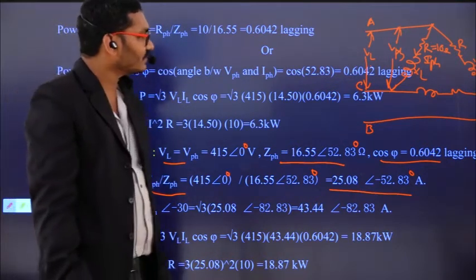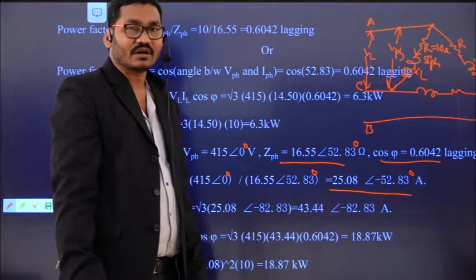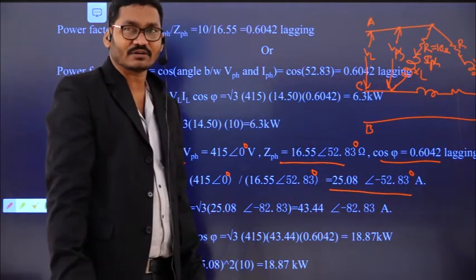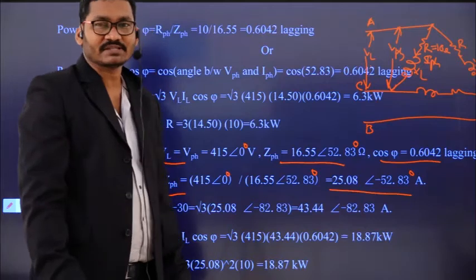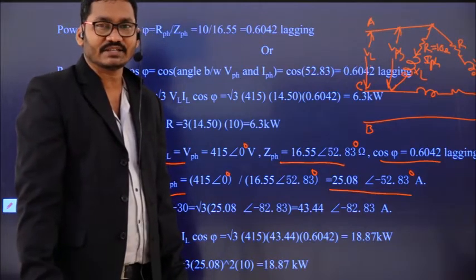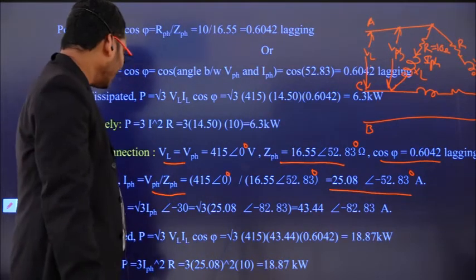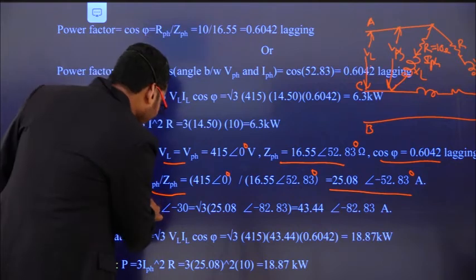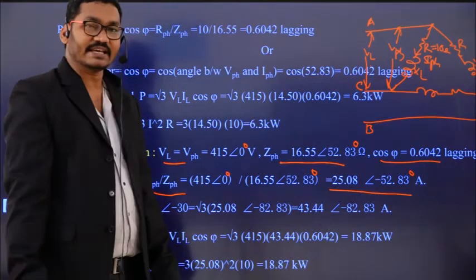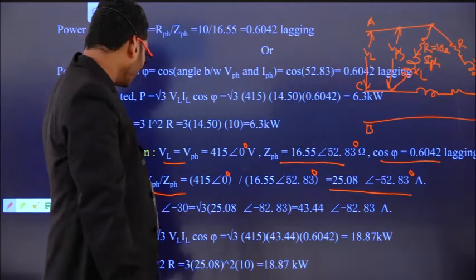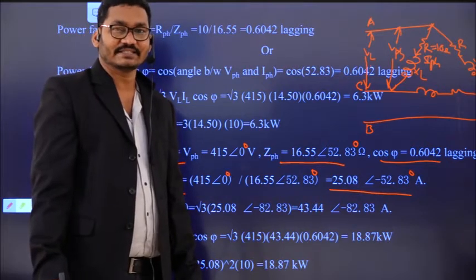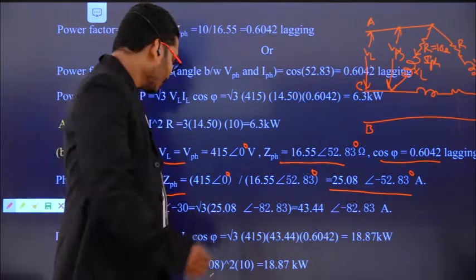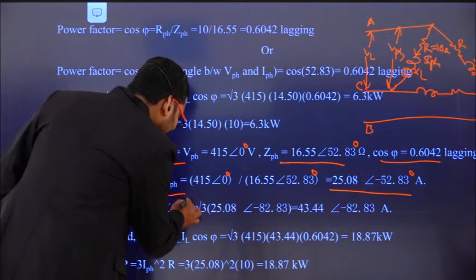So if you want to find the line current for a delta connected load, the line current equals root 3 into the phase current, IL equals root 3 into I phase. If you want to consider the angle, I already told you the line current always lags the phase current by 30 degrees in case of a delta connected load. So you can take it as minus 30 degrees.